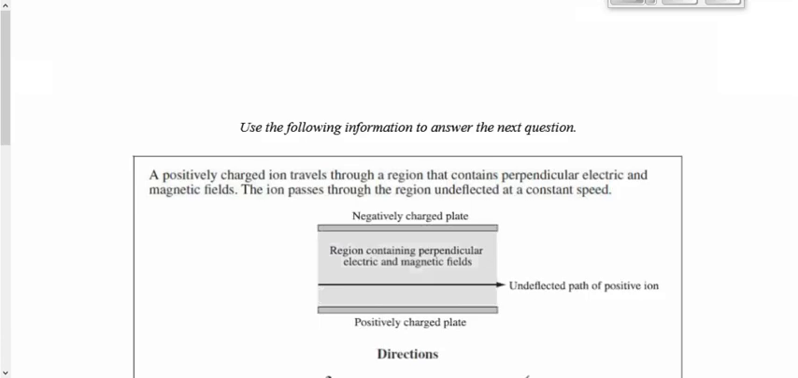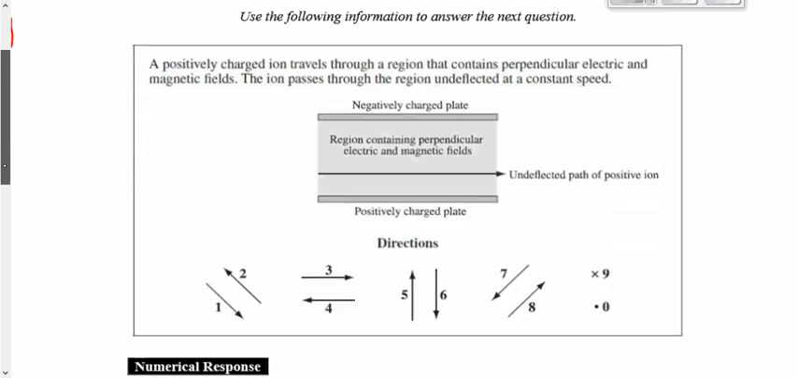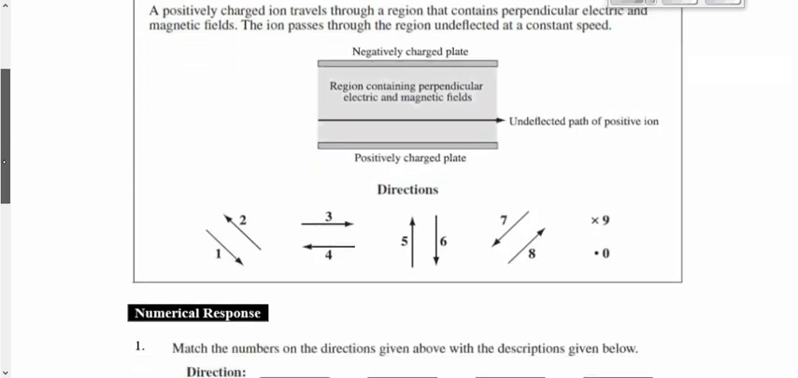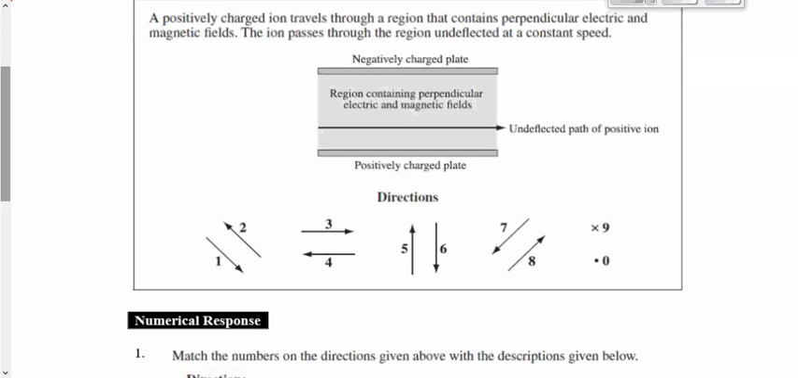Question 3. It's a great question, or numeric response number 1, I should say. It says a positively charged ion travels through a region that contains perpendicular electric and magnetic fields. So there's a positive particle moving to the right. Which way is the electric field pointing here? This is the easiest part of this question. Which way does the electric field point between a negative plate and a positive plate? Grace, which way is it going to point, down or up? It's a negatively charged plate and a positively charged plate. Electric field always goes away from the positive toward the negative. So there's my electric field.